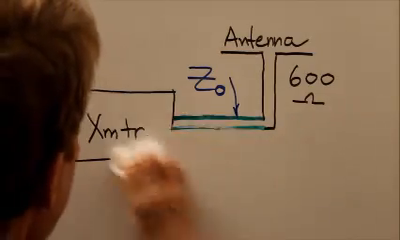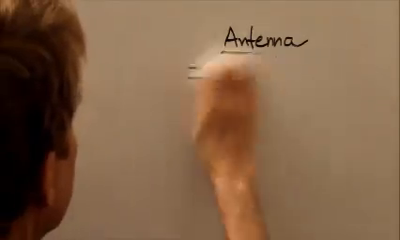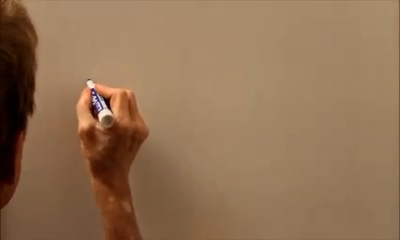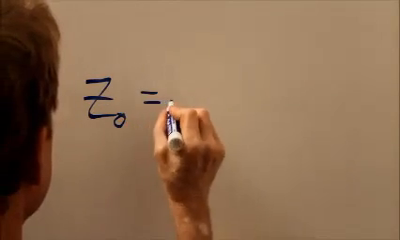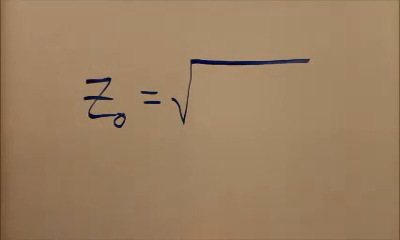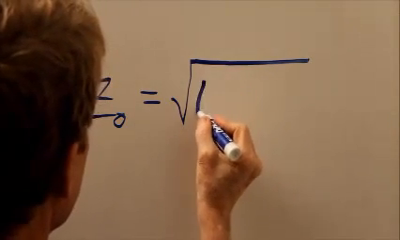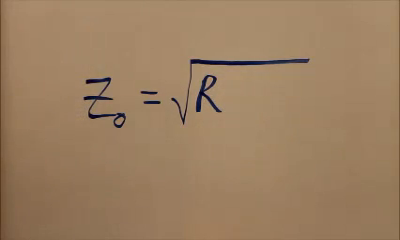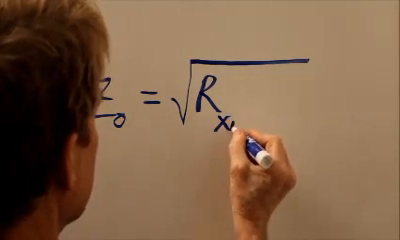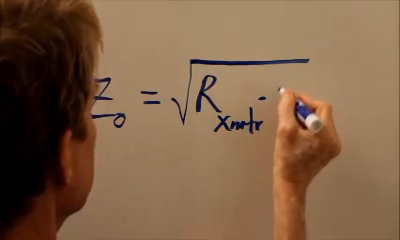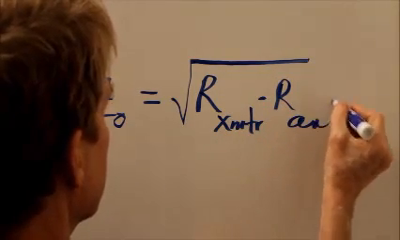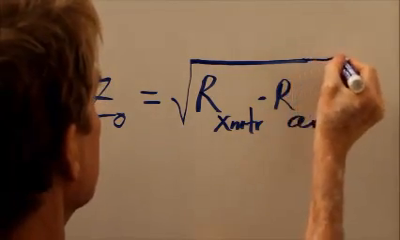We can calculate that fairly easily. The characteristic impedance of a quarter wavelength matching section is the so-called geometric mean of the transmitter impedance, if it's purely resistive. Let's call them R for resistances. The resistive impedance of the transmitter times the resistive impedance of the antenna system, the square root of that.